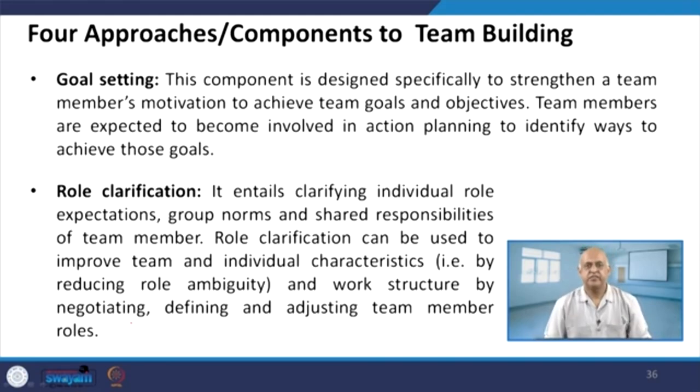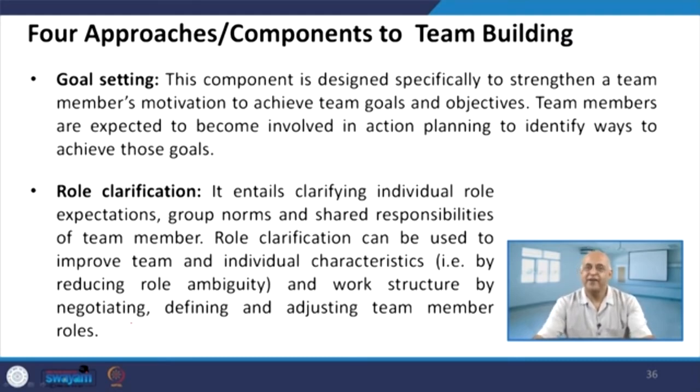Role ambiguity means that you are playing two roles. Suppose you are playing the role of a husband and the role of a son, and the wife is suggesting one decision and the mother is suggesting a different decision. Now whom will you follow? So now you are in role ambiguity. Which role do I have to follow, the role of a husband or the role of a son? In that case, it is up to you only.